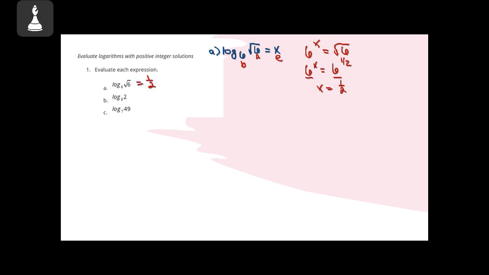So this original problem is saying 6 to what power gives me square root 6? Well, 6 to the 1/2 power gives you square root 6.